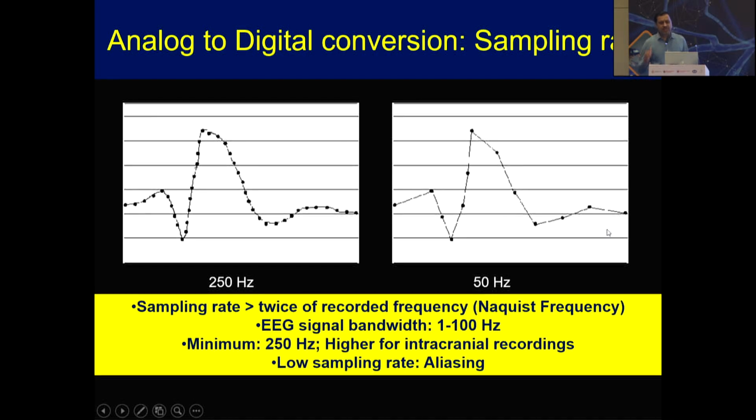So it has been calculated that the sampling rate of the machine should be twice the highest frequency which you are going to record. In EEG, on the scalp, the highest frequency we tend to record is 100 hertz. So the EEG machine sampling rate should be at least 200 hertz. All the commercially available EEG machines have a sampling rate of around 240 hertz. So this is the minimum sampling rate which is required.